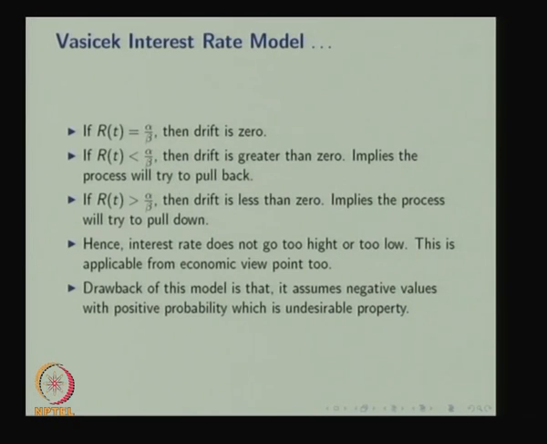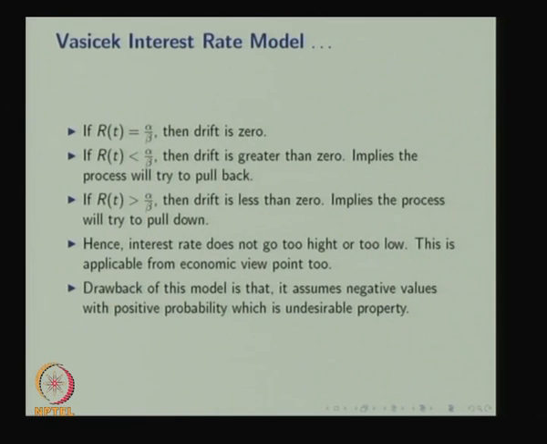If R of t is equal to alpha by beta, then the drift is 0. If R of t is less than alpha by beta, then the drift is greater than 0, which implies the process will try to pull it back up. If R of t is greater than alpha by beta, then the drift is less than 0, which implies the process will try to pull it down. So, this is the behavior based on R of t relative to alpha by beta. Hence, the interest rate does not go too high or too low. So, this is applicable from an economic viewpoint also.